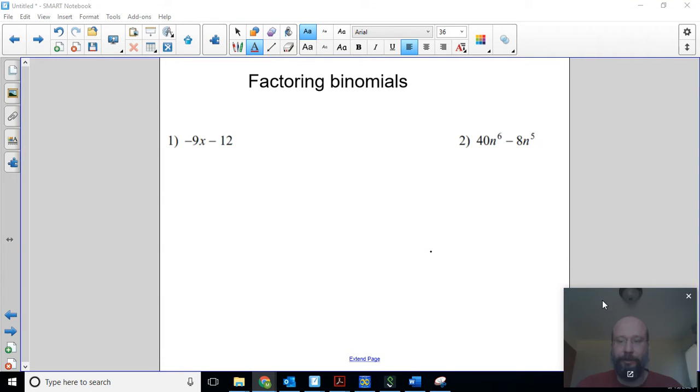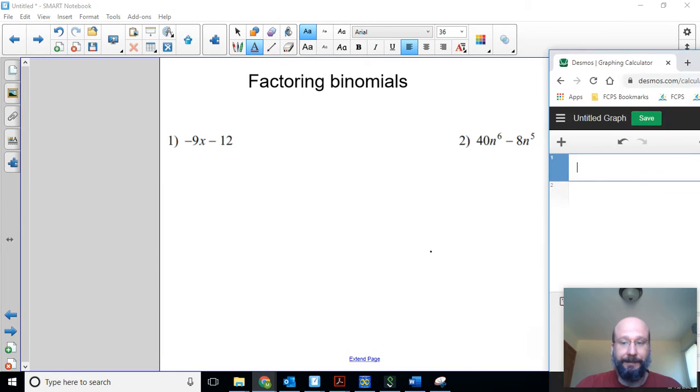All right, so now that we've learned about finding the GCF of numbers and of letters, variables, we're going to start factoring binomials. So we're going to factor this binomial, which means we're going to find the GCF of both terms. If you had this term, negative 9x and negative 12, first we're going to look at the number and factor the GCF of 9 and 12.